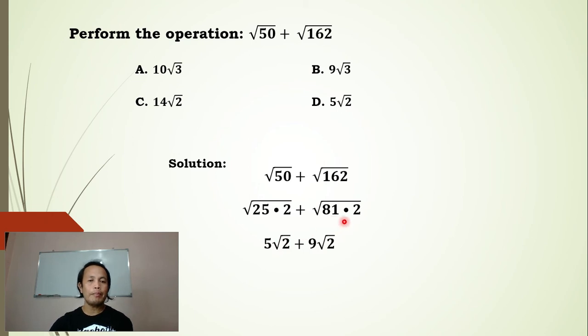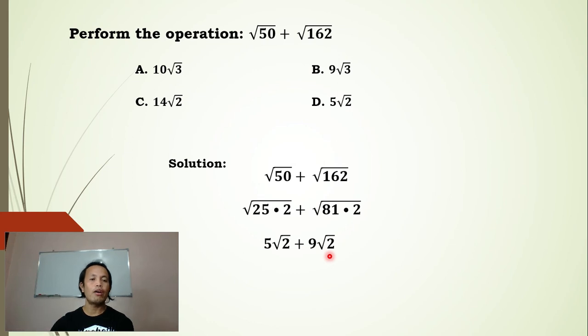The same happens for the second radicand. So the square root of 81 is 9. So we place 9 outside the radical symbol. And what remains in the radicand is the square root of 2. So this time we have the square root of 2 and square root of 2. They are now similar radicals.